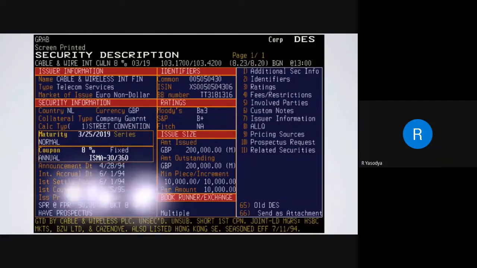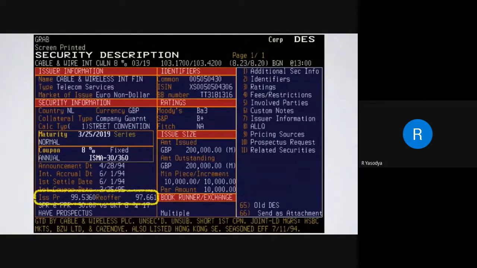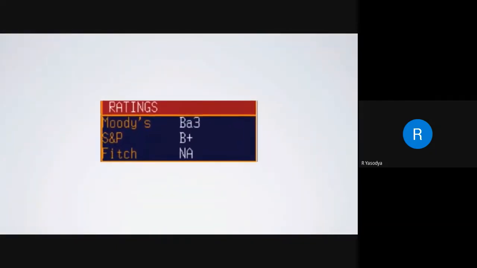We can also see that the bonds were issued at a price less than 100, that is, at a discount. And we can see credit ratings. Many, but not all, bond issues are given a credit rating. This is an assessment of the ability of the issuer to repay the debt. The main rating agencies are Standard & Poor's, Moody's, and Fitch.